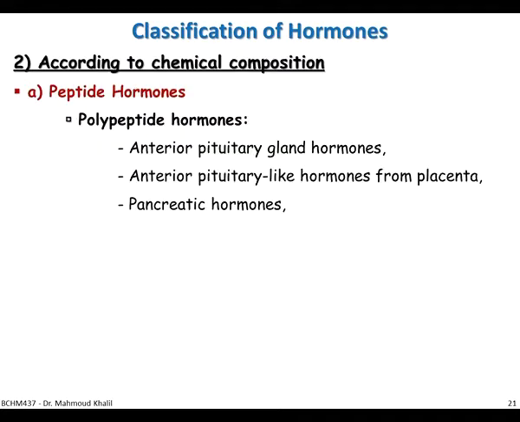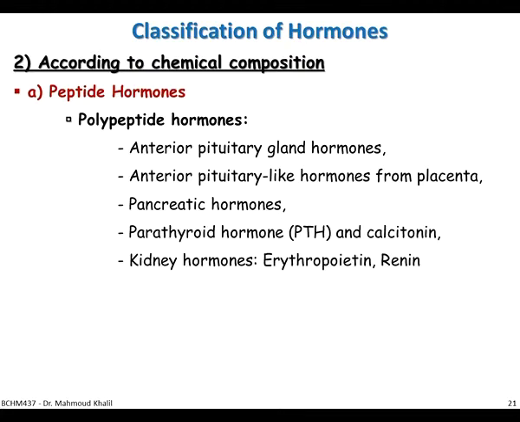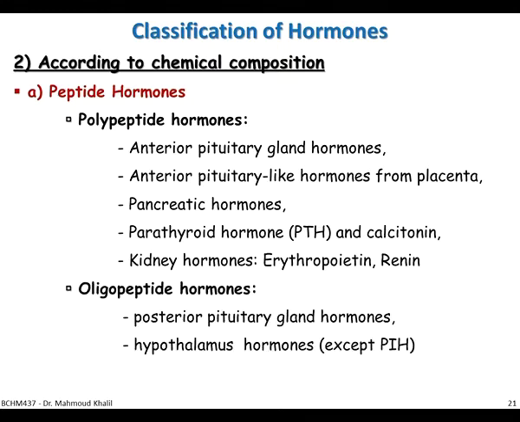What about the classification of the hormones according to chemical composition? Actually, we have peptide hormones, which means they are formed mainly of protein in nature. These polypeptide hormones include all the anterior pituitary gland hormones, as well as the anterior pituitary-like hormones that are generated from the placenta during embryogenesis, and as well pancreatic hormones, the parathyroid hormone and calcitonin, and the kidney hormones as well.